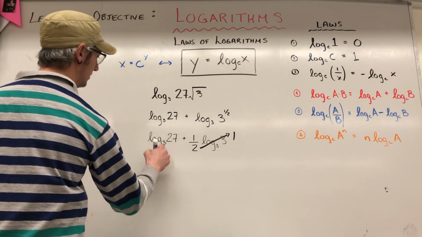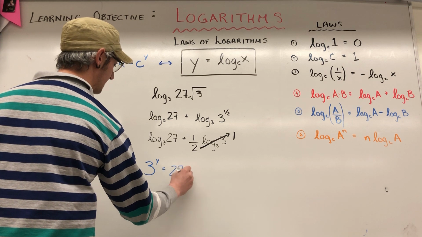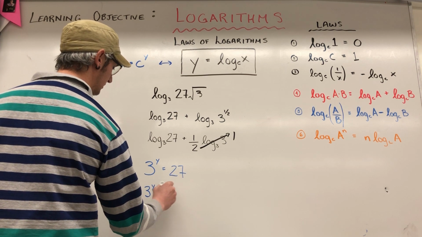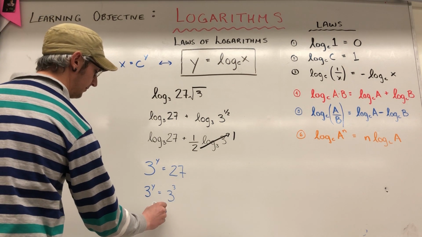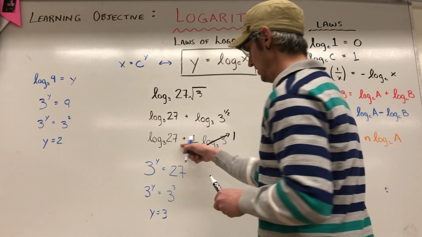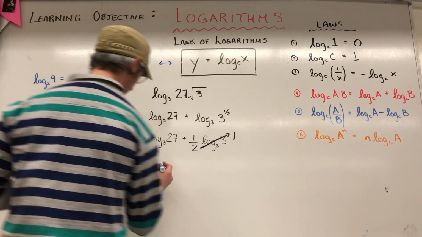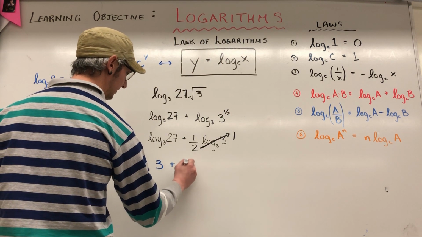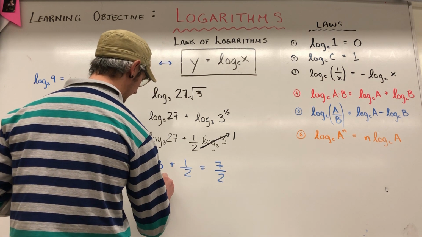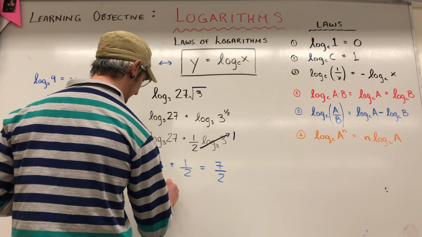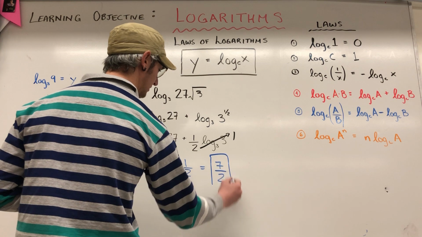3 to some power y is equal to 27. 3 to the y, 27 is the same as 3 cubed, so y is equal to 3. So then this is the same as 3 plus 1/2, or 7/2, because 3 is the same as 6/2 plus 1/2, 7/2. Okay, that's the final answer on that one.